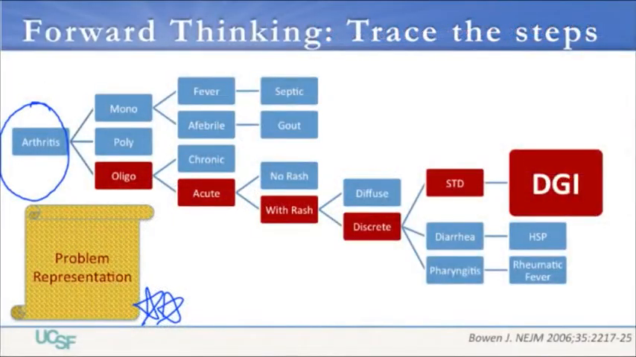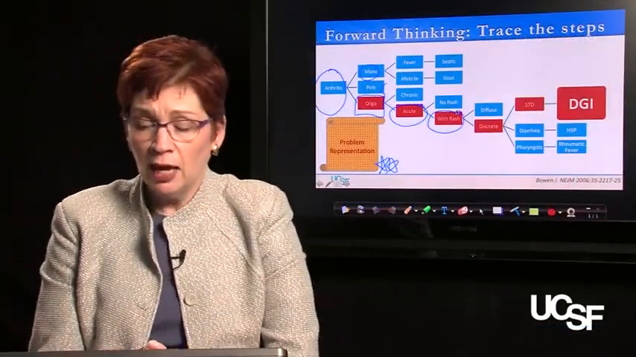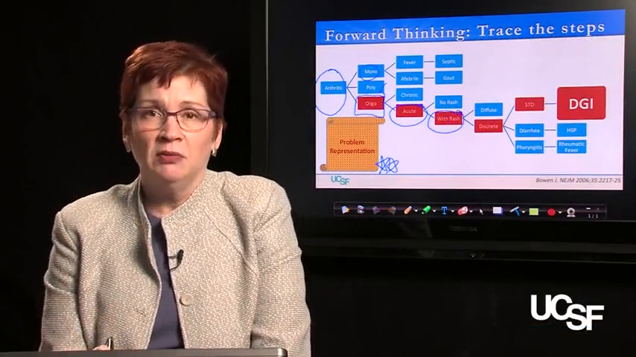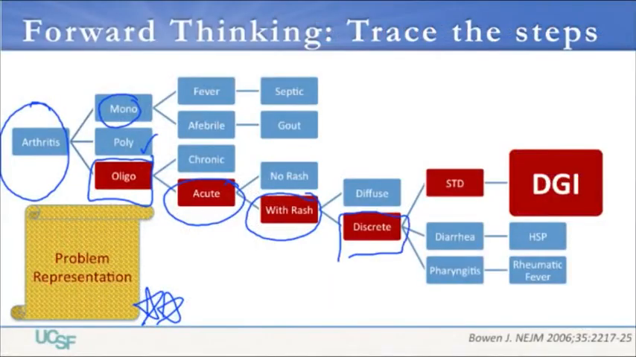So first I say, well, if she's got arthritis, I need to know, is it a single joint, multiple joints, or just a few joints? So I'm going to say she's got oligoarthritis. And then, well, if she's got oligoarthritis, is this an acute problem or is it a chronic problem? Well, it's an acute problem. Does it have a rash or no rash? Well, it's got a rash. Remember, we talked about those spots. And is that rash diffuse, meaning all over her body, or is it discrete, meaning there's just small spots of it? We're going to call it discrete.